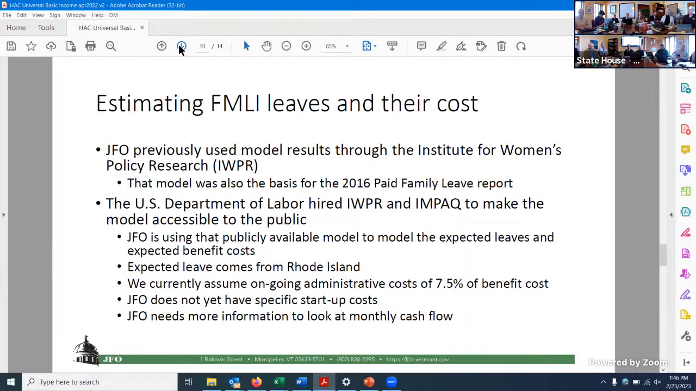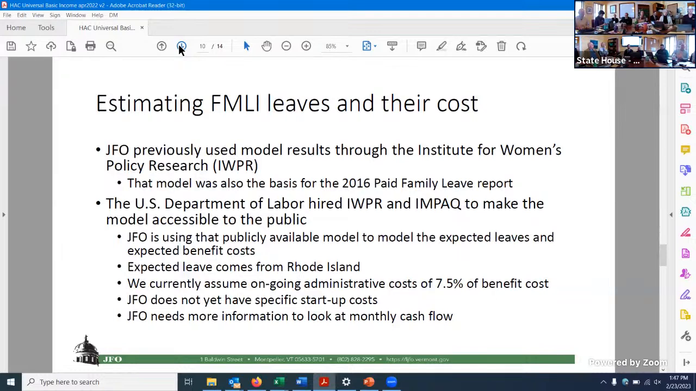And at some point, we will do a much more detailed look at the monthly cash flow. Because what happens in the bill is that we have to set up a special fund for the paid family leave program. That special fund needs to be adequately funded each month so that as benefit payouts go out the door, there's never a deficit in the fund. If there were a deficit, the treasurer would have to back it up, right? And they don't want to be in that position to have to back up specific programs.